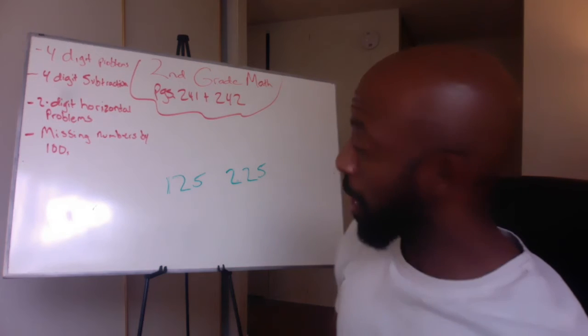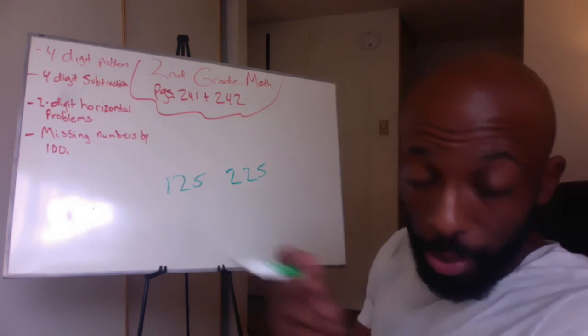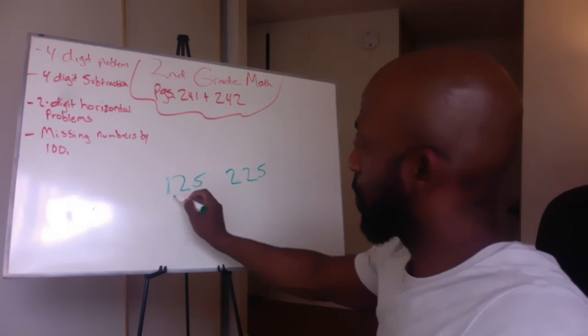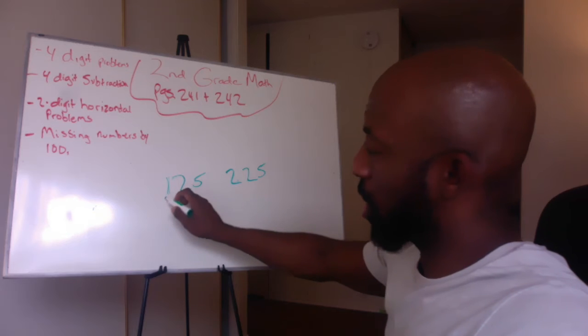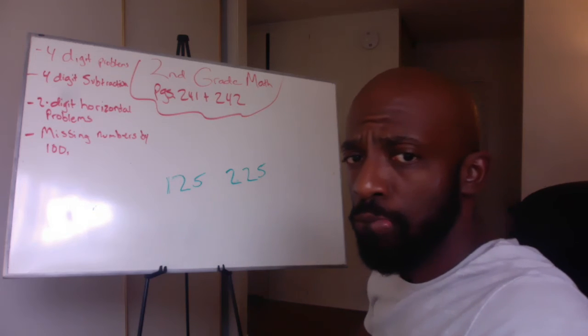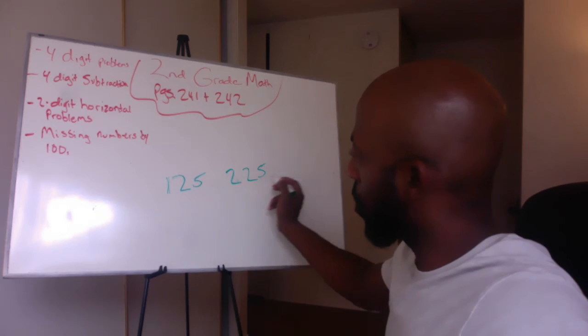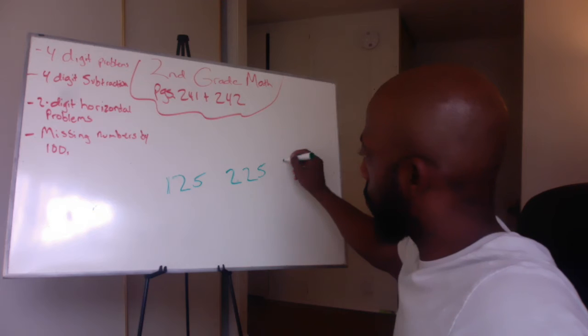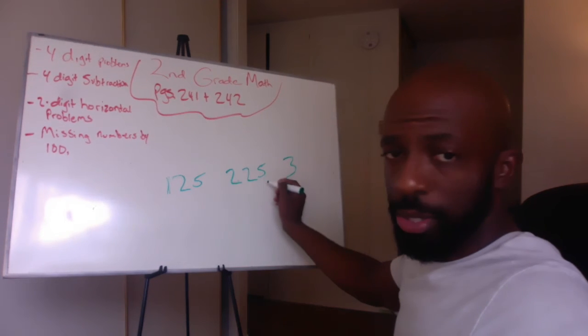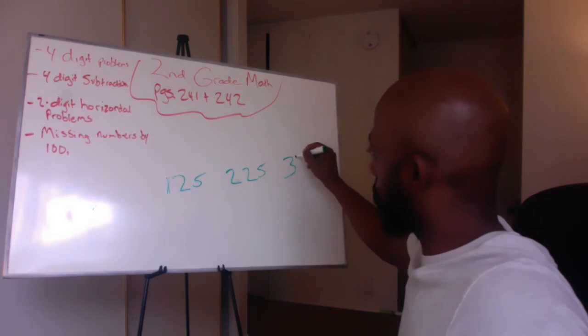125, 225. So does anybody see a pattern? What's going on here? We want 125 and we want 225. The only number that changed was the hundreds place. So if we did 1, 2, what are we going to do? 3. Did we change any other numbers? No. So we put 25.